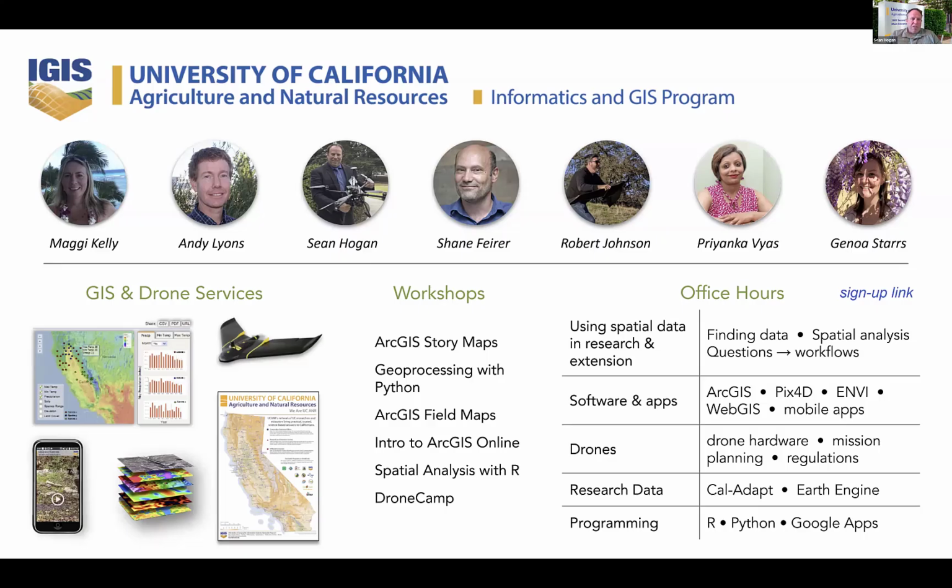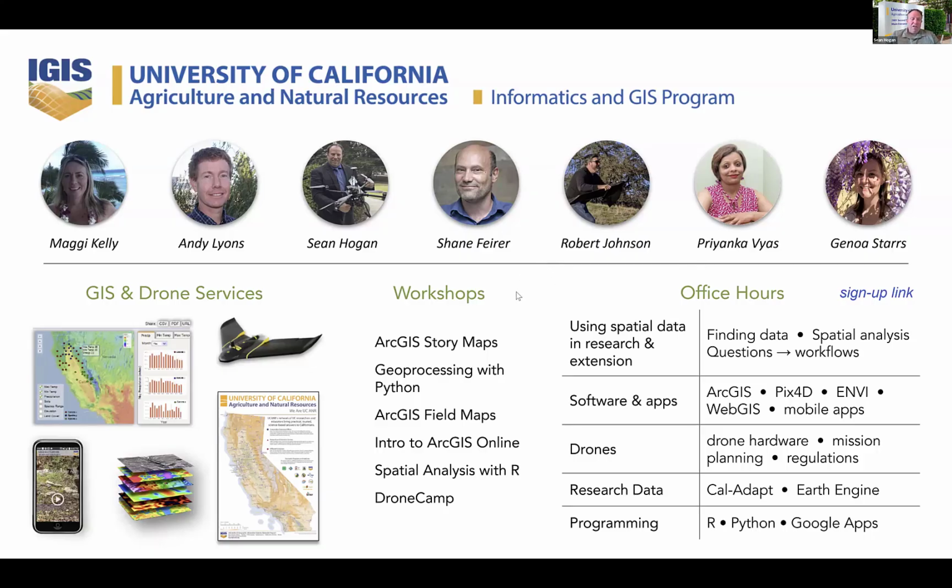We have a lot of overlap working with GIS and informatics, but each of us has kind of our niche where if, say, you need help for your program, we have office hours, and depending on what your needs are, if it's, say, drones or remote sensing, I will show up at the office hours. If it's our programming and a number of other things, Andy Lyons is our person. Shane Fire, Robert Johnson, programming, GIS, informatics, and then Priyanka and Genoa have their own specialties in GIS, rangeland ecology, social applications of GIS as well.